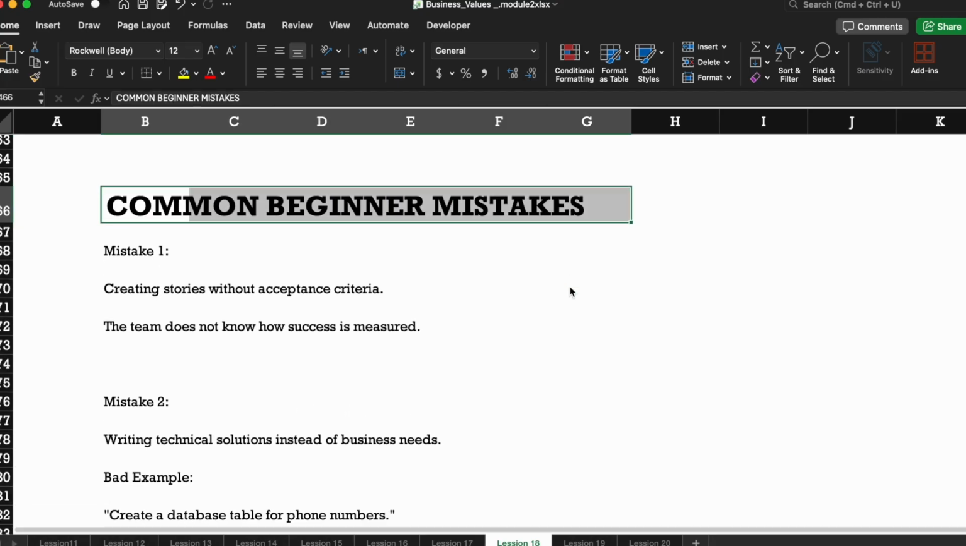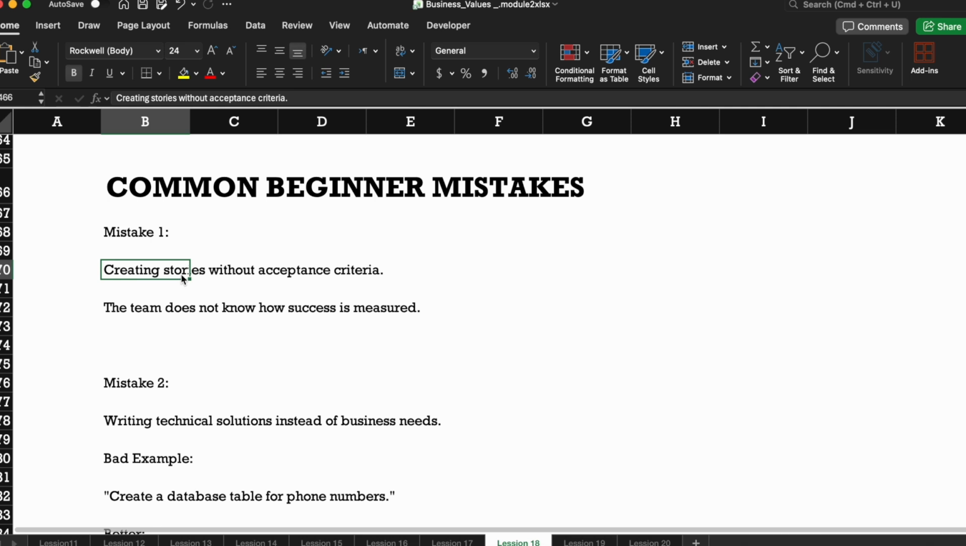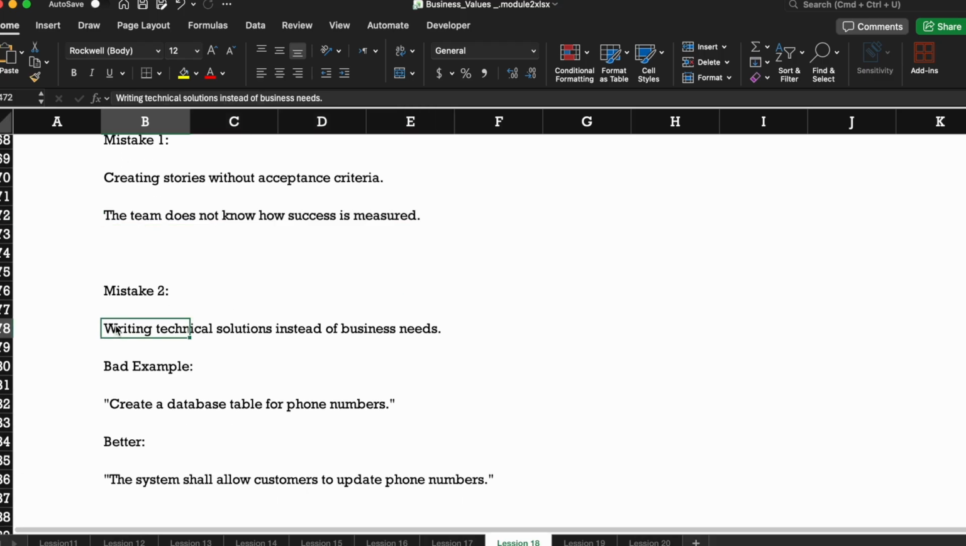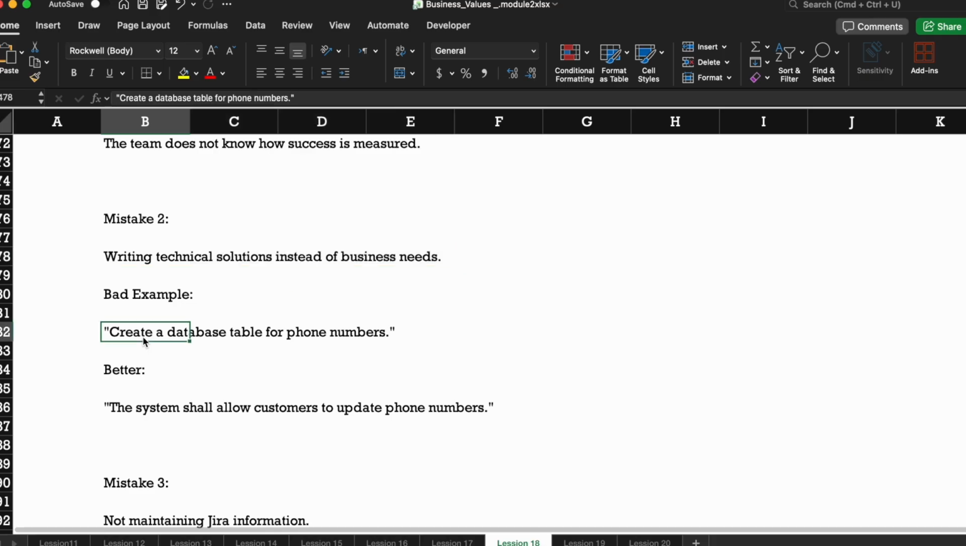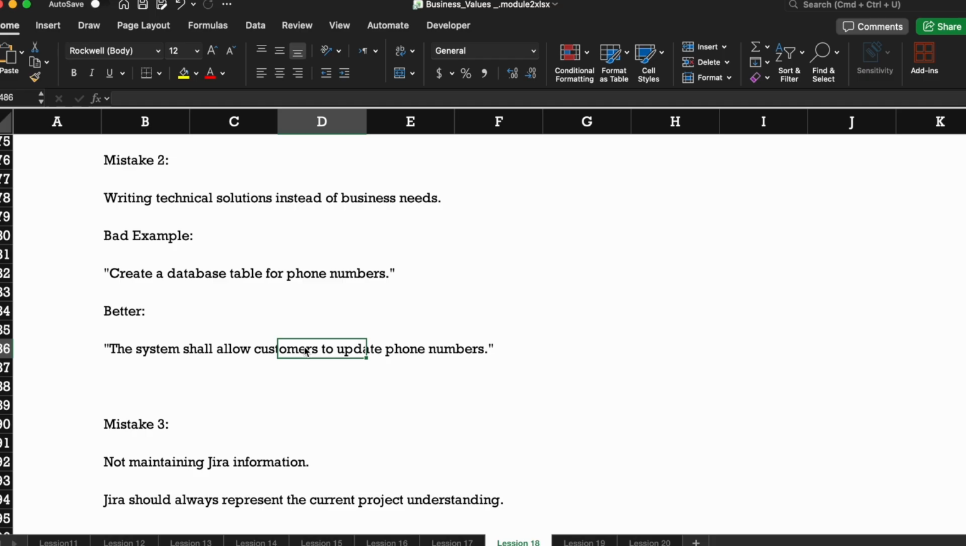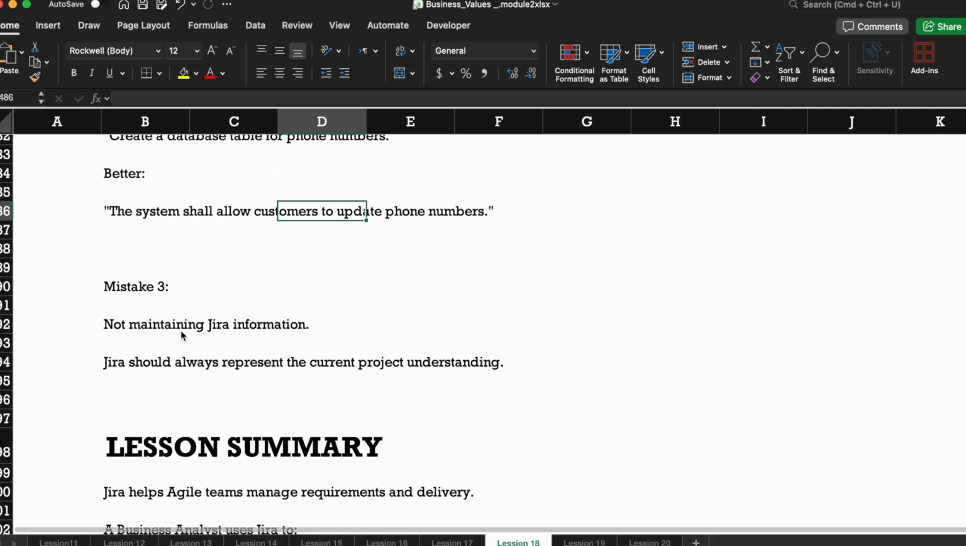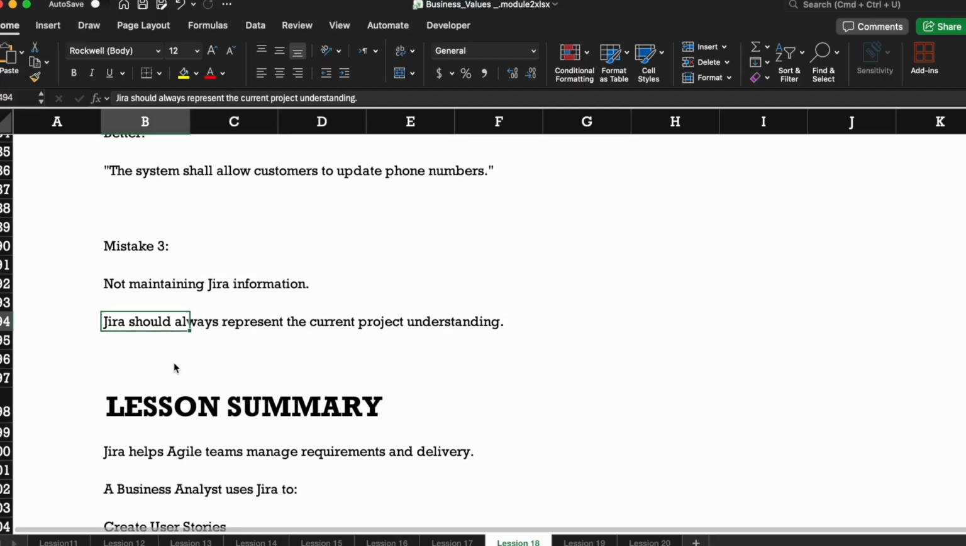Common beginner mistake 1: creating stories without acceptance criteria. The team does not know how success is measured. Mistake number 2: writing a technical solution instead of the business need. Bad example: create a database table for the phone numbers. Better: the system shall allow the customer to update the phone numbers. This is the way you should write it. And mistake 3: not maintaining the Jira information. Jira should always represent the customer project understanding.